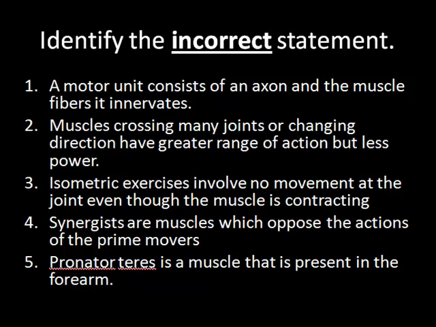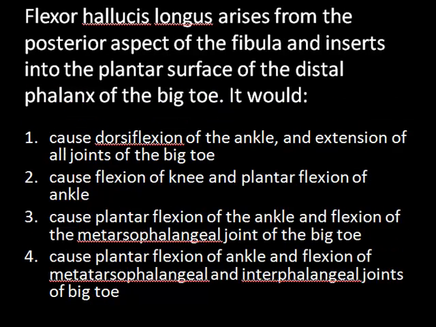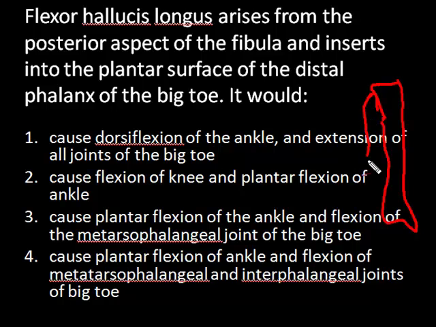Let's go to the next question, which tells you that this muscle, flexor hallucis longus, arises from the posterior aspect of the fibula. So you're talking about the back of the leg. Let's say this is the tibia, and that's the fibula. It says it arises from the posterior aspect of the fibula, so it's arising from here.